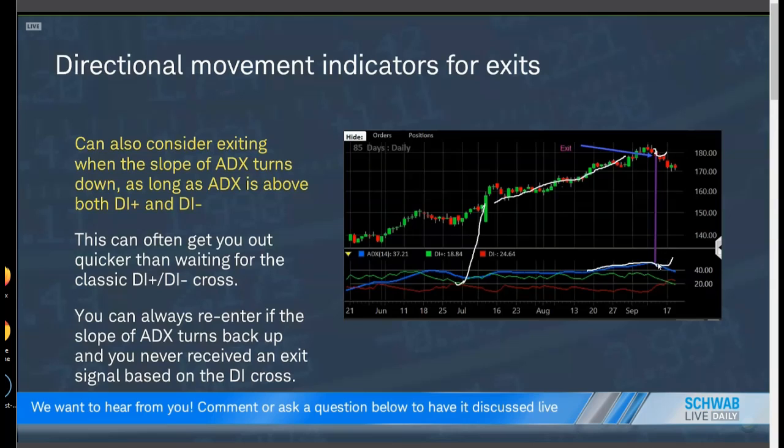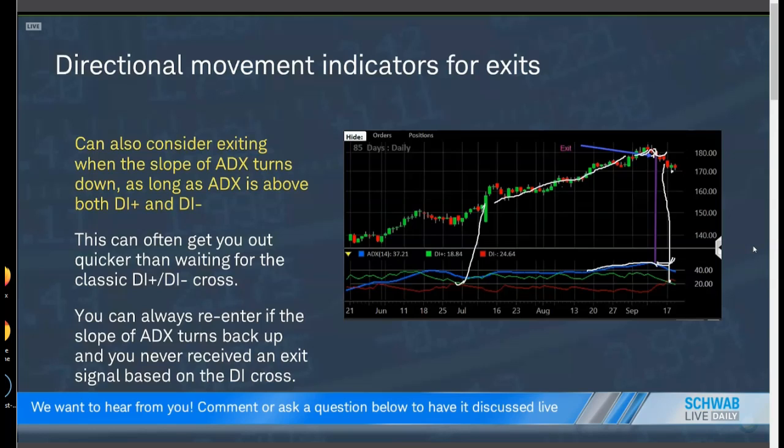All right. If that happens and the DI lines don't cross, then you can re-enter the portion that you sold. But notice here, that didn't happen, right? We went down, it weakened ADX, so we took off a little bit, and then we got out of the rest of the position when we got the cross, and then we took out the extreme point, okay?